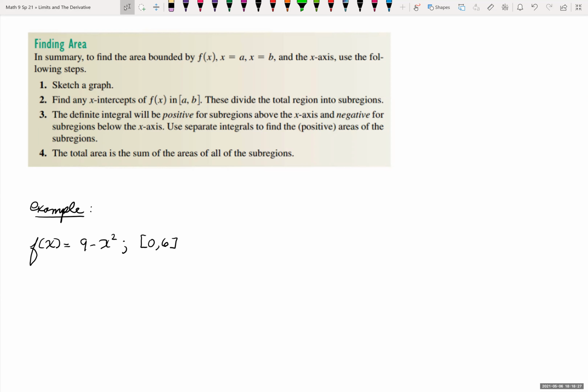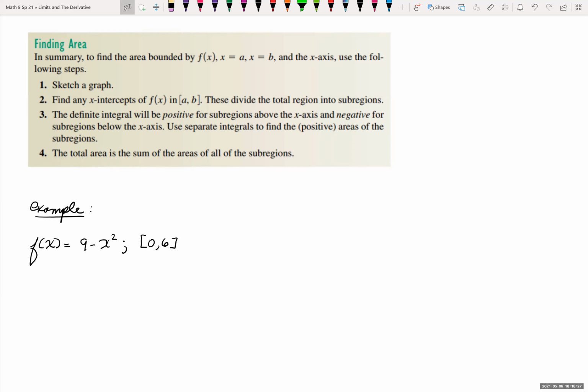Okay, so I have an example there before us. The example says f of x is equal to 9 minus x squared, and we want to find the area bounded between the x-axis and the curve on [0, 6]. So there are different ways to approach how to graph this. We can use algebra. This I could tell is a quadratic, so I know it's a parabola.